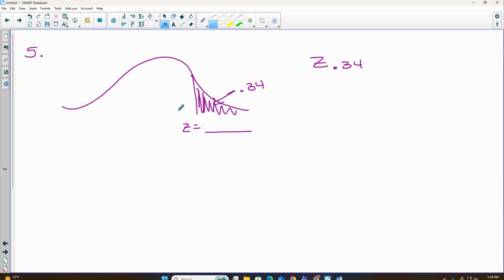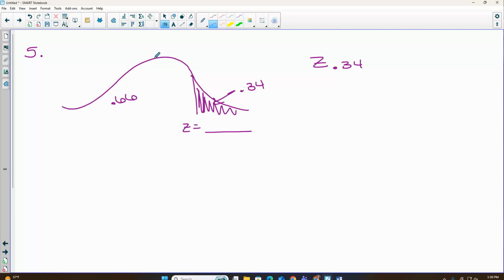We know though, for whatever reason, the notation doesn't match the way the table's set up, just the way it is. The table gives us area to the left. So 34% is to the right. How much is to the left? So my area is 66.